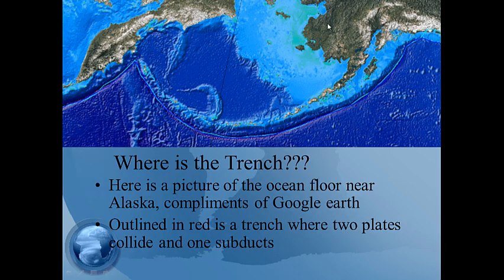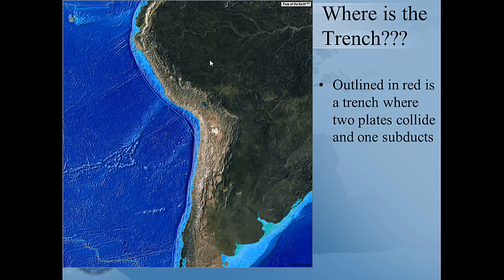Okay, so let's look at Alaska here. Where's the deep sea trench? Can you guys see it? Well, there's the trench, plate subduction. And the Aleutian Islands are volcanoes, right? And look at South America here. Where's the trench? That's right, right there. And if you look carefully, we can see a mid-ocean ridge is over here and some other features.